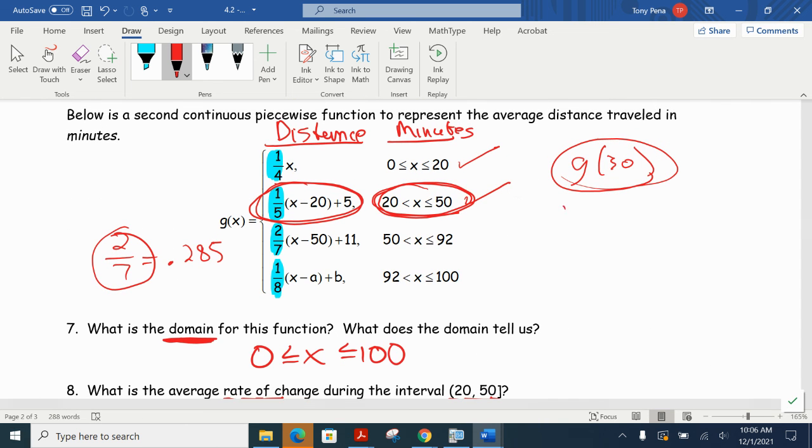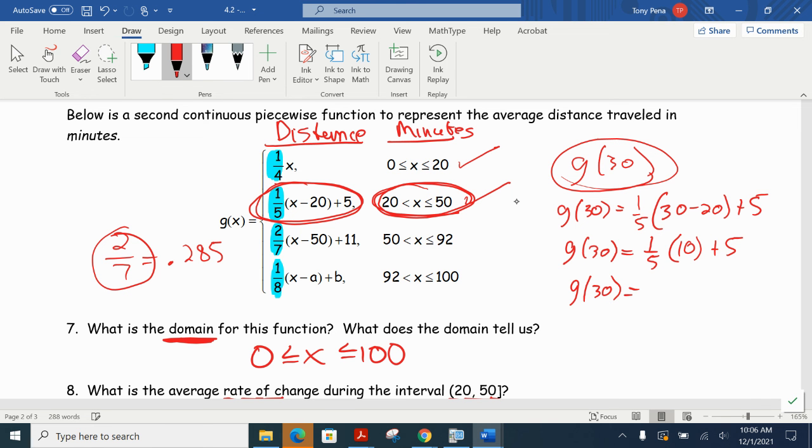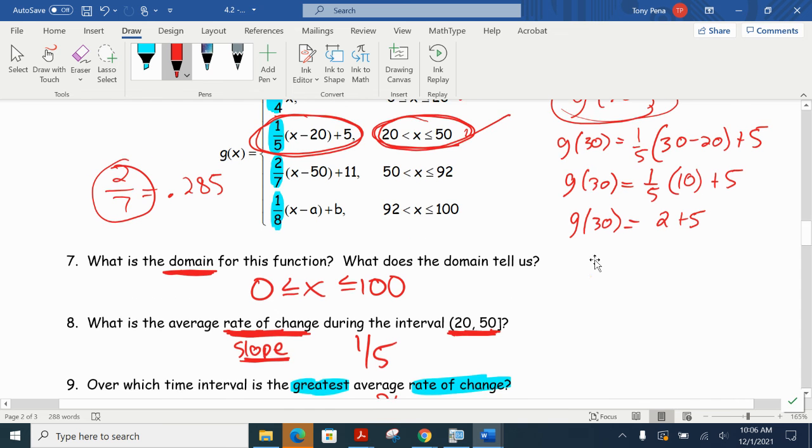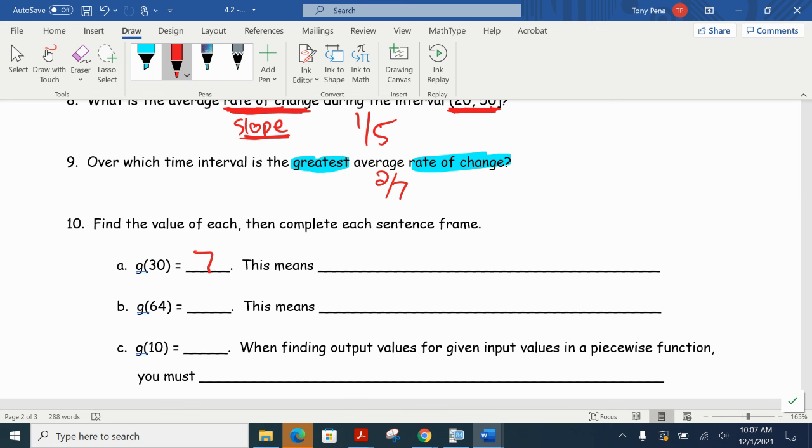Let me do that up here. So G of 30 should equal 1/5. Plug in your 30 minus 20 and then plus your 5. Simplify that. 30 minus 20 is 10. 1/5 of 10 is really just 10 divided by 5. Okay, we reduce that. So 10 divided by 5 is 2. So what we would get is G of 30 should have been 7.